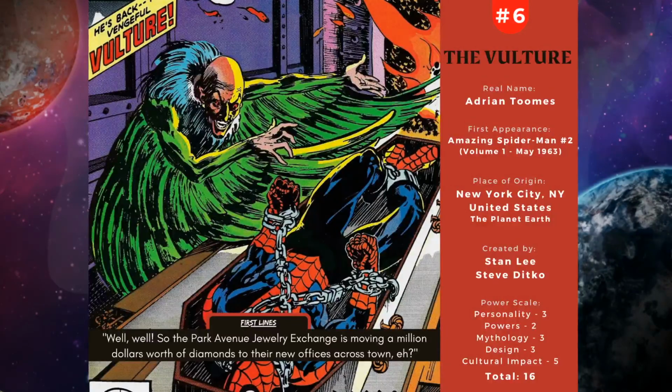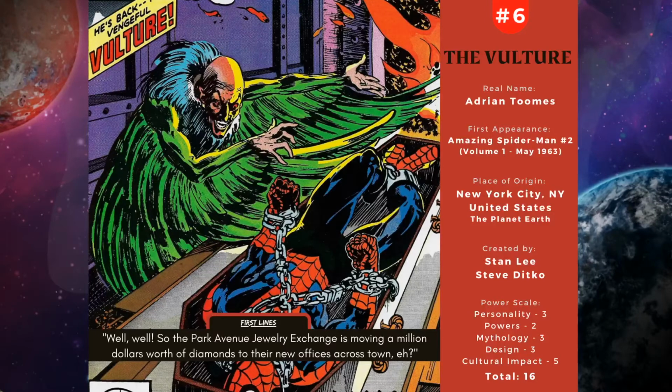Moving to number 6, we have the Vulture. Of course, his real name is Adrian Toomes, and he first appeared in Amazing Spider-Man number 2. He's the earliest villain to appear on this list. That was in May 1963, and the Vulture is from New York City, New York, and was created by Stan Lee and Steve Ditko. For his power scale, his personality is at a 3. Again, just kind of middle of the road.